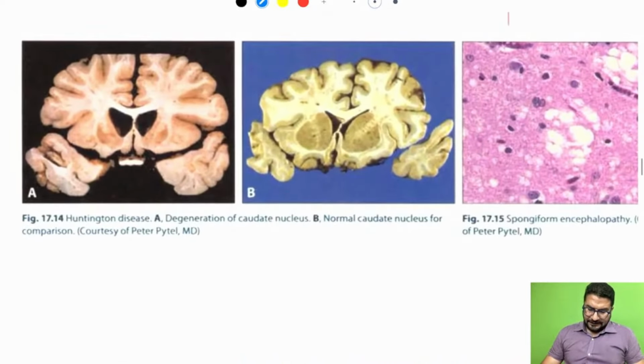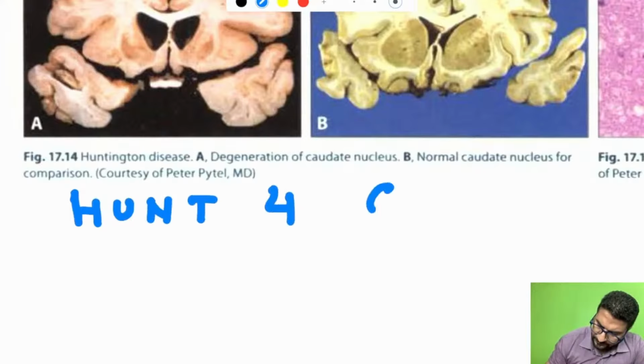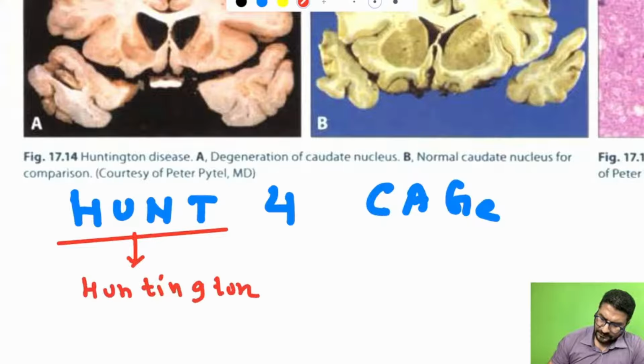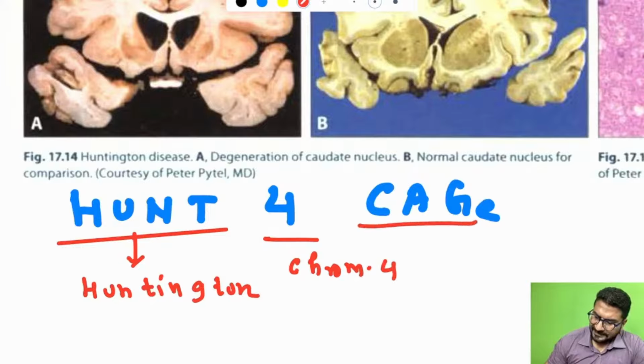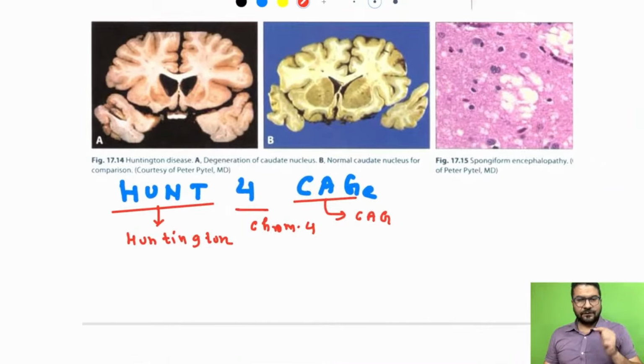Okay, now focus on this. This is Huntington disease. You can remember Huntington disease like this: hunt for cage. Hunt means Huntington. 4 means chromosome number, so the chromosome is 4. Cage means CAG repeat. So hunt for cage. So Huntington disease: chromosome 4 and you will see CAG repeat.